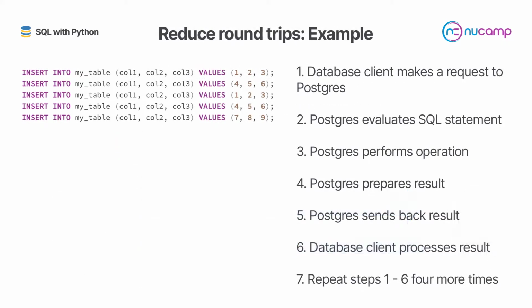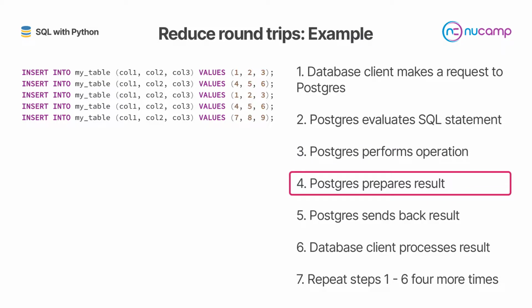For example, consider the effect of executing these 5 distinct insert statements back to back. What steps would need to take place? First, the database client would make a request to Postgres. Second, Postgres would evaluate the SQL statement, checking for syntax mistakes and parsing out the relevant table, column names, and values. Third, Postgres would perform the specified operation, an insert in this case.